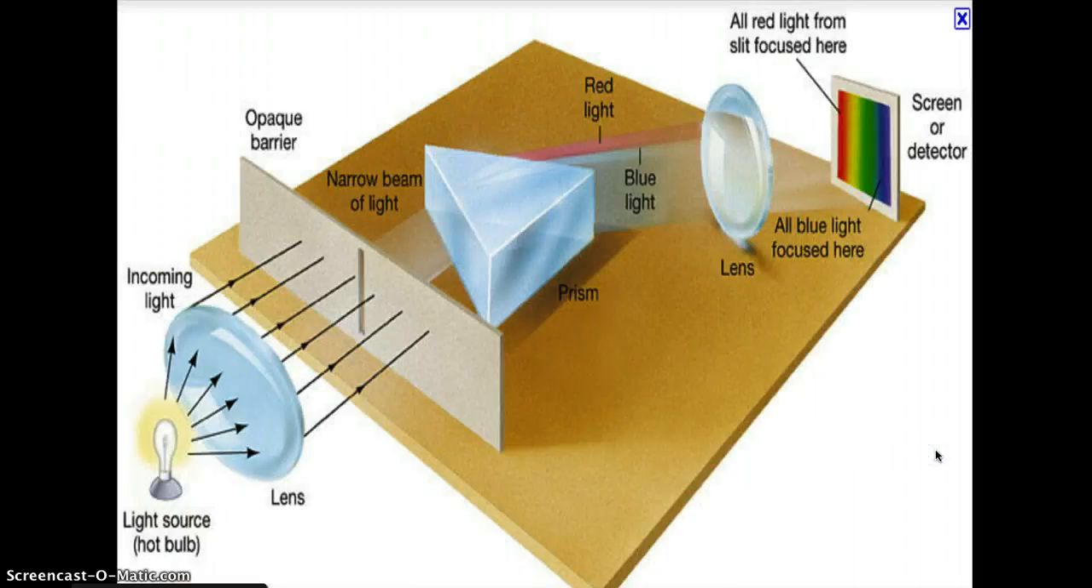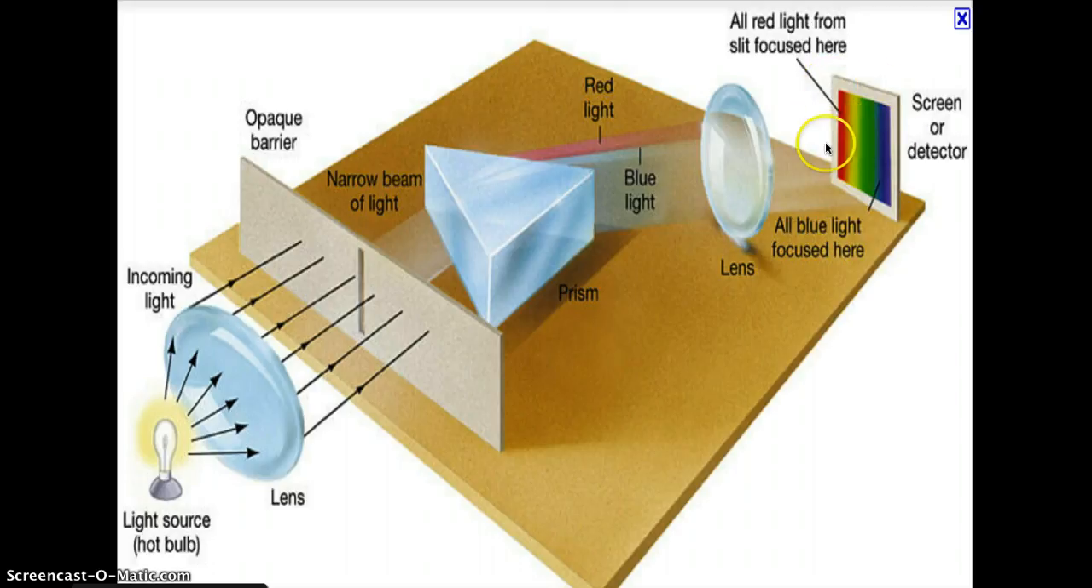So this is what I'm talking about in terms of how a prism works. You can see the light source over here in the bottom left-hand corner. This is a white light source. That white light is being shined through what's called a diffraction grating here, through this little opening, and then into a prism. And the prism then is what separates that light into the different colors.